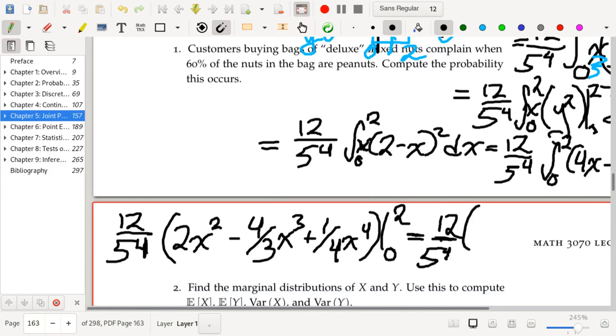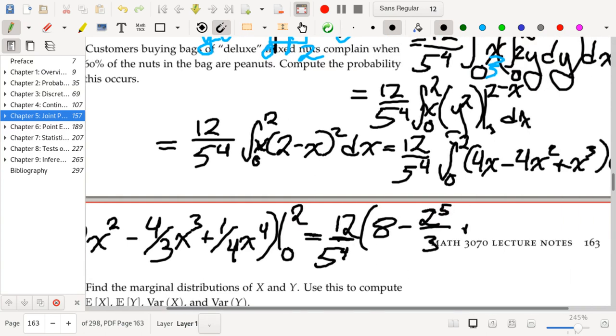And then we've got, we're going to have 8 minus 2 to the power 5 over 3 plus 2 to the power of 3.